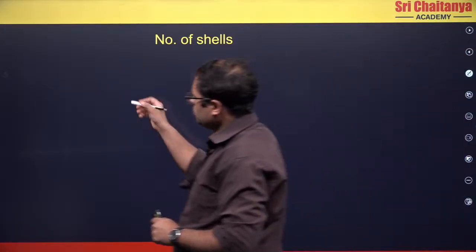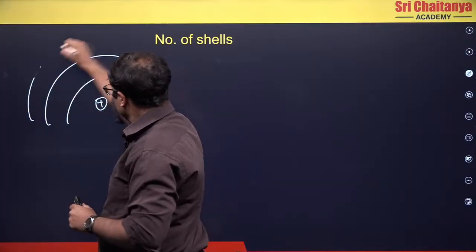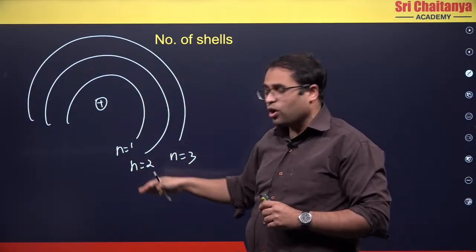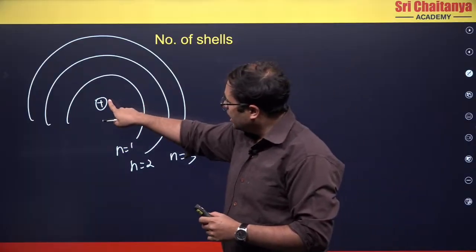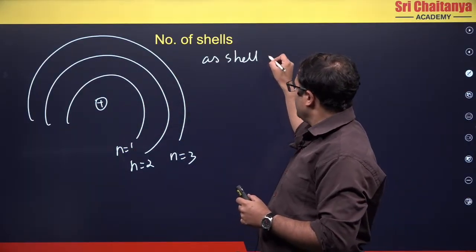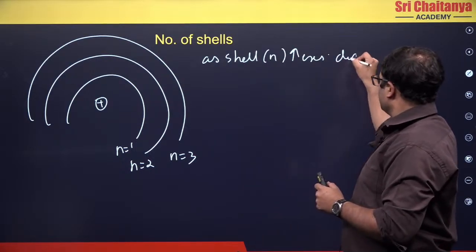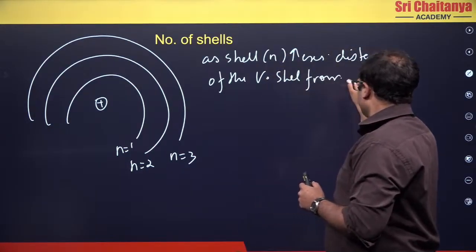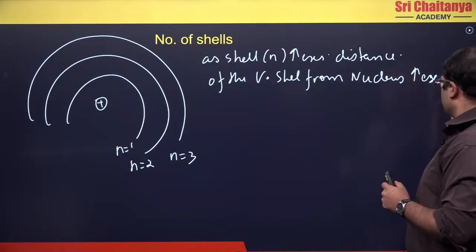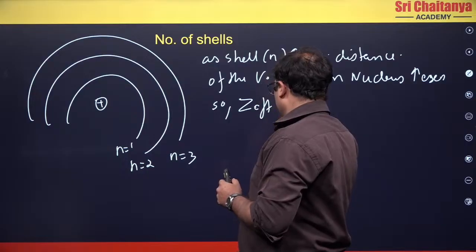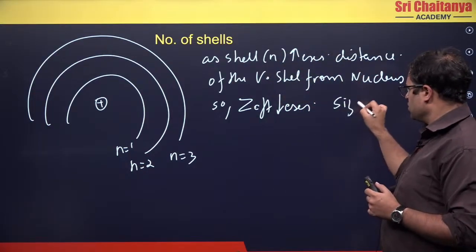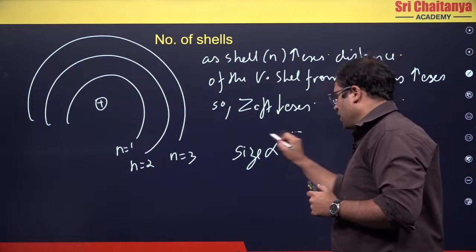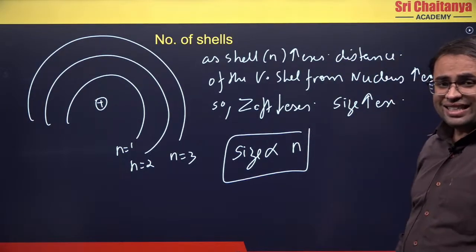This is quite obvious. This is the nucleus. N equals to 1, N equals to 2, N equals to 3. You can clearly see that as the principal quantum number N or the shell number is increasing, the distance, so I can say that as shell N increases, what is happening? The distance of the valence shell from nucleus increases, so Z effective decreases, so size increases. So I can directly say that size is directly proportional to N, right? This I can easily say.